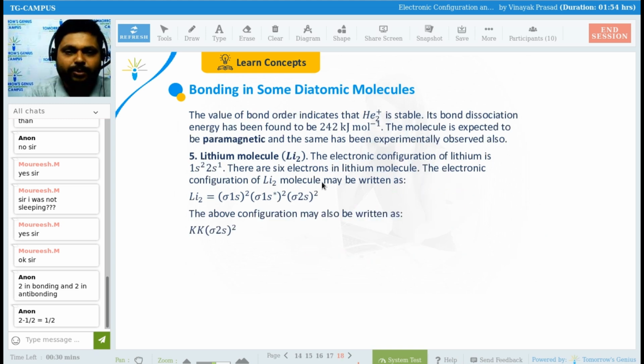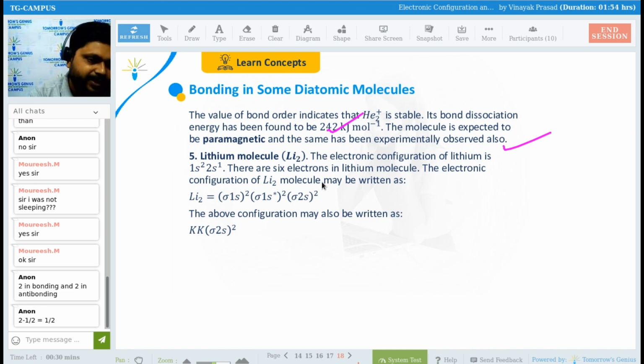So you may see here that the value of bond order indicates He2 plus is stable. Its bond dissociation energy has been found to be 248 kilojoule per mole. You don't have to learn this data. The molecule is expected to be paramagnetic and the same has been experimentally observed also. Getting my point, everyone? Easy to memorize or not?